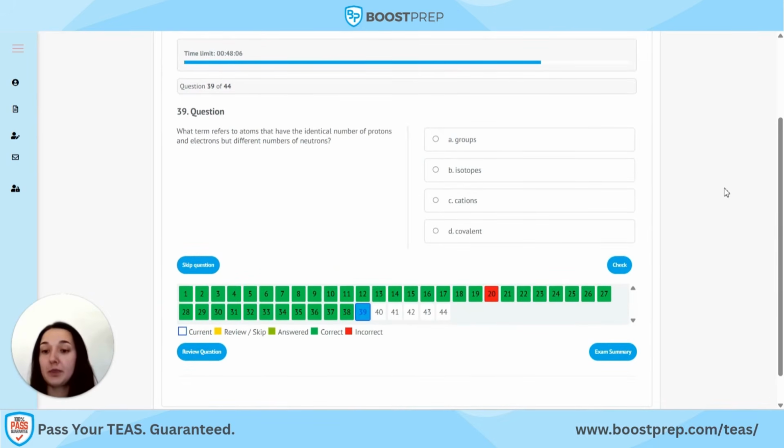Question 39. What term refers to atoms that have the identical number of protons and electrons, but different number of neutrons? A. Groups. B. Isotopes. C. Cations. D. Covalent.